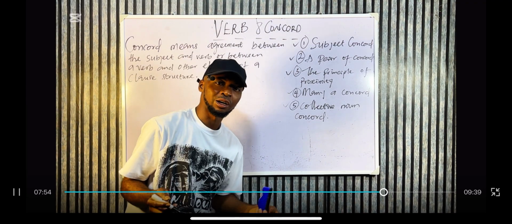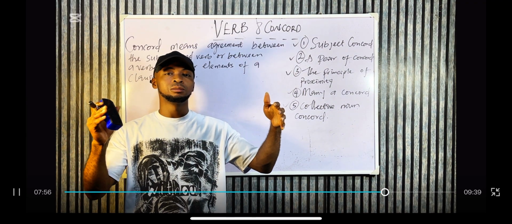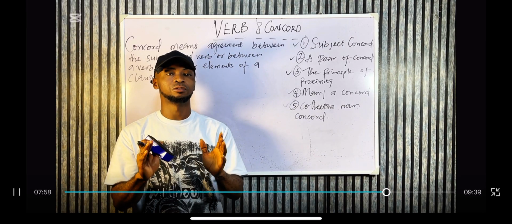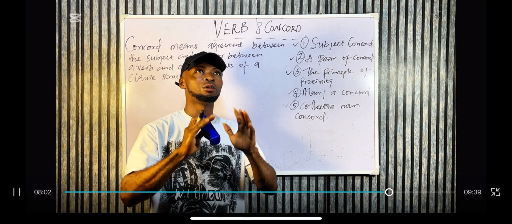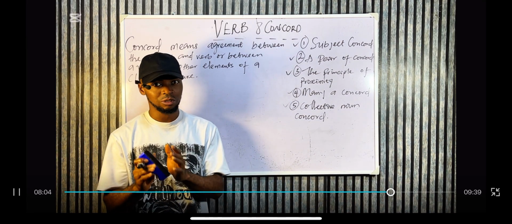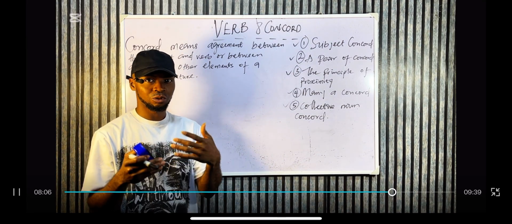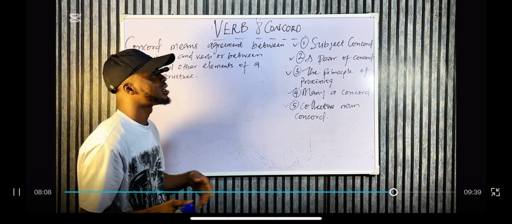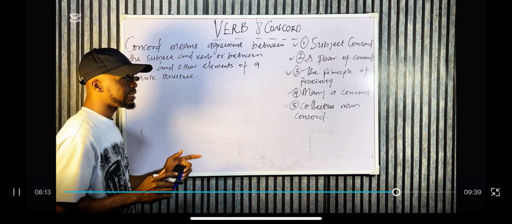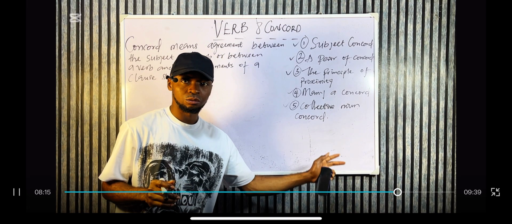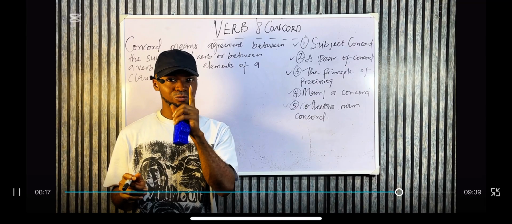Another one, which is the last one on the list, is collective noun concord. What is a collective noun? A collective noun is a general name given to a particular group of something. Maybe a group of ladies is called bevy. A group of cows is called cattle. A group of singers, you call them choir. A group of stars, you call them galaxy. So whenever you find collective nouns, make sure the verb will be a plural verb.